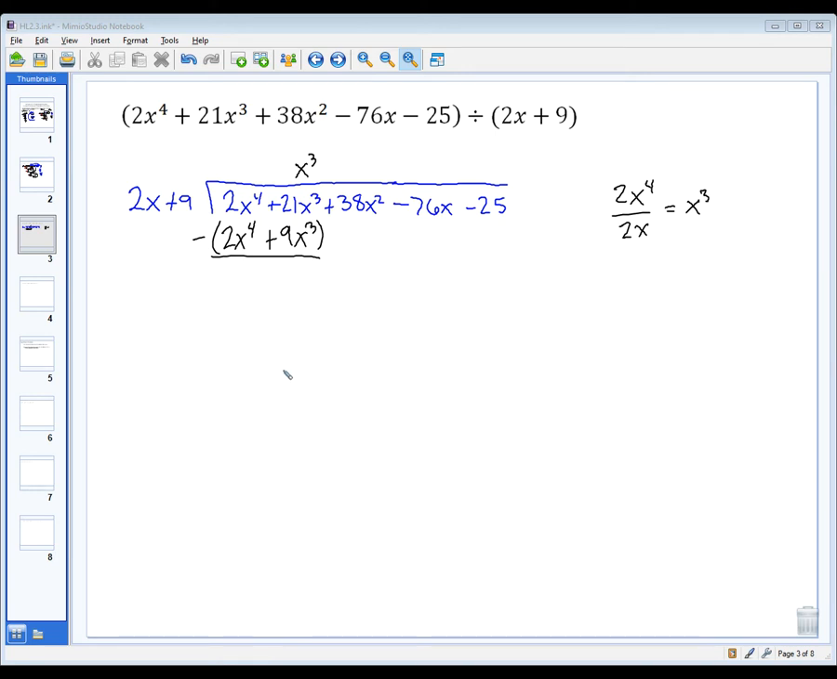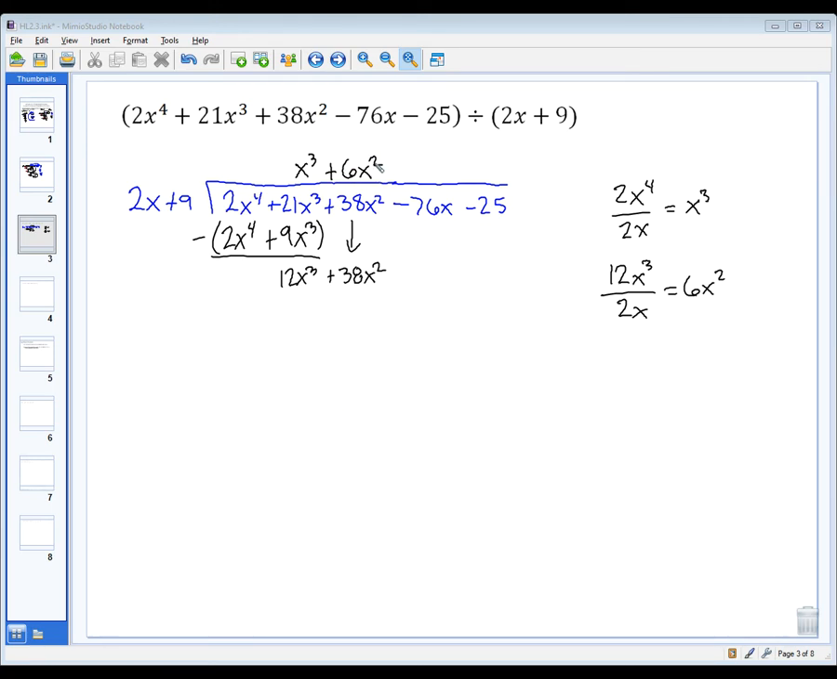Now subtract, and we get 12x to the third. Bring down the next term and divide again. 12x to the third divided by 2x. That gives us 6x squared. Put that at the top.